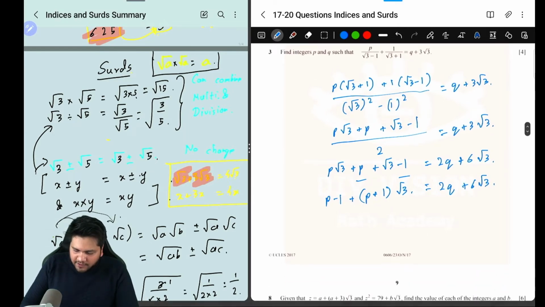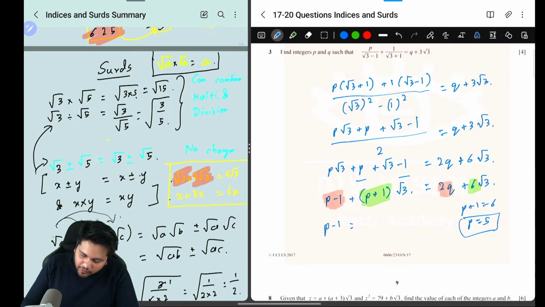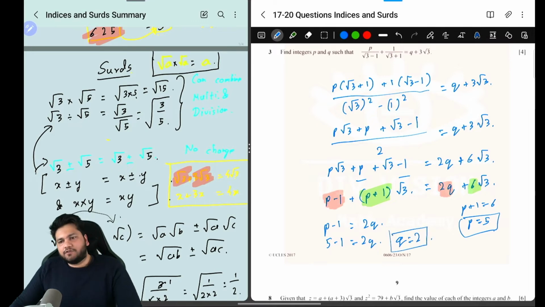Now we'll equate this p minus 1 with this 2q, and we'll equate this p plus 1 with this 6. So we'll get p plus 1 is equal to 6, or p is equal to 5. I'll use this here. I'll get 5 minus 1, or p minus 1 is equal to 2q. So 5 minus 1 is equal to 2q, or q is equal to 2. These are the values of p and q.